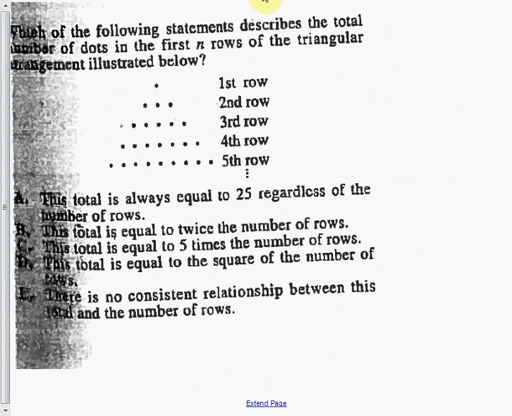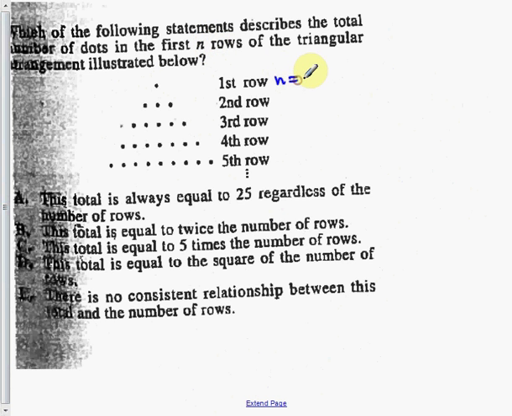Let's see here. Blue is good. Which of the following statements describes the total number of dots in the first n rows of the triangle arrangement illustrated below? So here n represents the number of rows in the first n rows of the triangle. So let's take the first row.